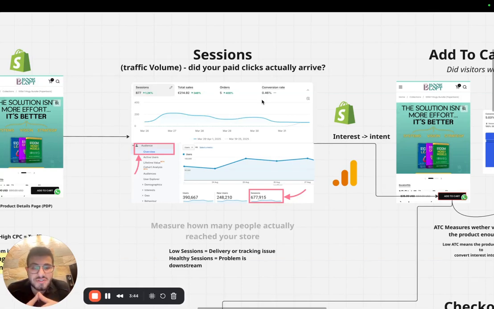So low sessions mean our tracking could be the problem or our delivery. So if you're spending money but sessions are very low, the issue may be the delivery or tracking. If your sessions are healthy though, we move down the funnel.